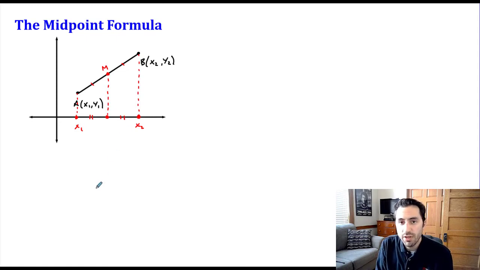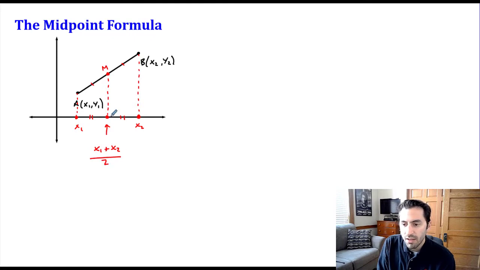Well, another way that we can find the middle is with an average. So remember, the average is when you add up however many things you have, and then you divide it by that number. In this case, our number is just 2. So I'm going to add up the x values and divide by 2. So if I do x1 plus x2, and if I cut that in half, that will give me the middle in between x1 and x2. So this is the average of the x values.